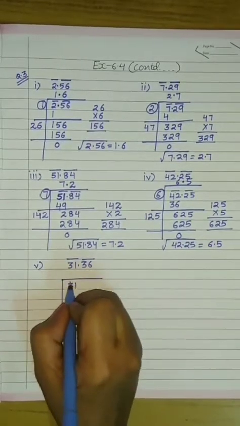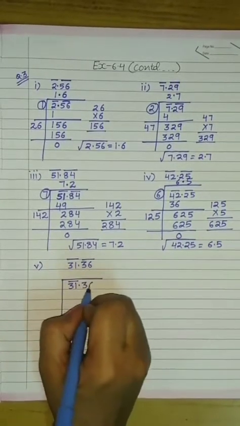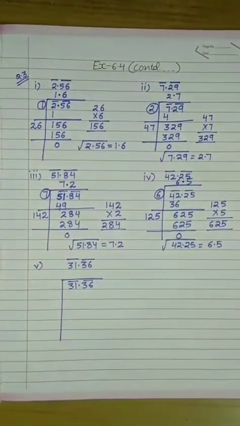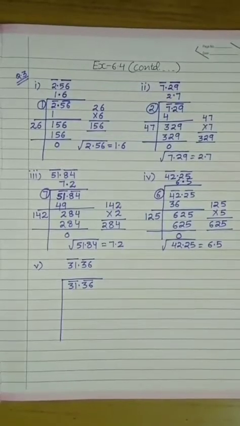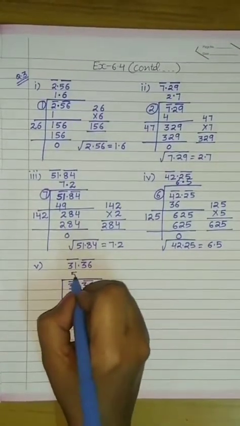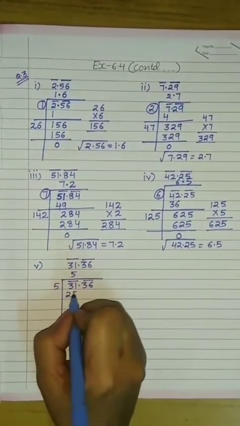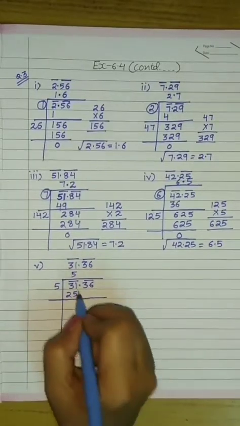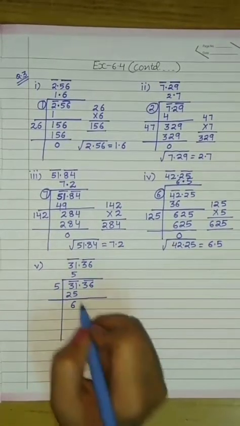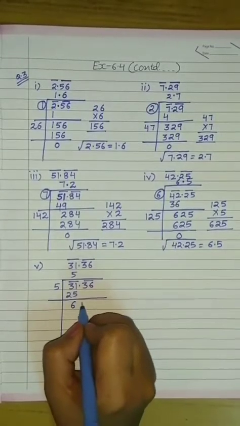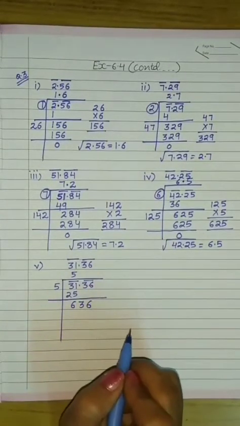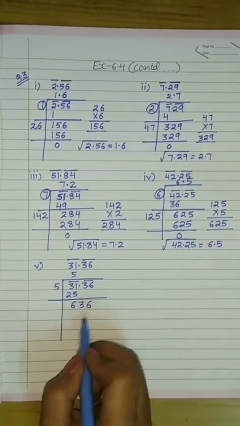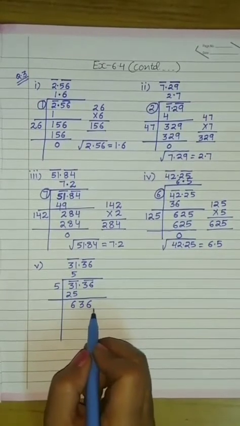Now in first bar we have digits 3 and 1, 31. So we will multiply 5 into 5 to get a number less than 31. On subtracting 25 from 31, we got 6. So number under next bar will be taken down, that is 36. So our new dividend will be 636.